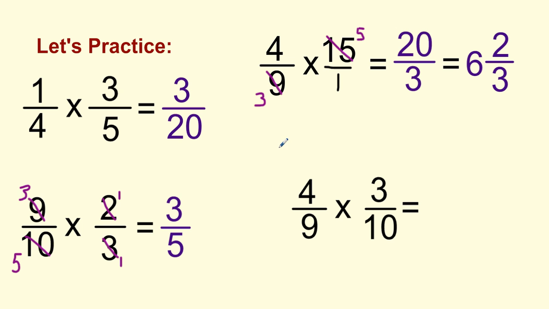Our final problem down here at the bottom, we can again factor a 3 out of both of these numbers, and we can factor a 2 out of both of these numbers. Now when we multiply the numerators and the denominators, we get 2/15.